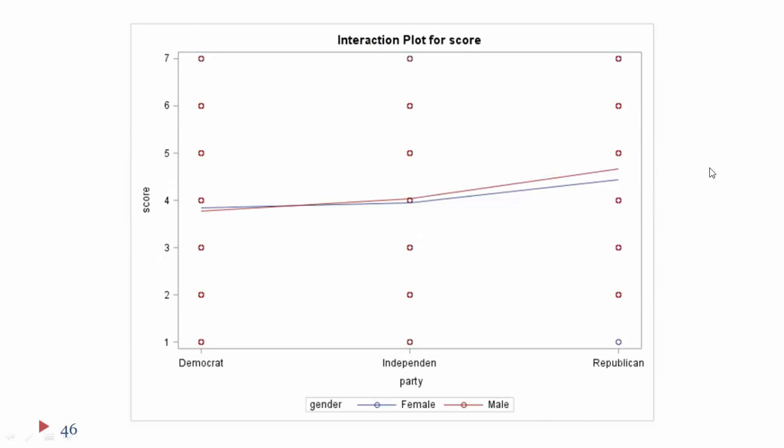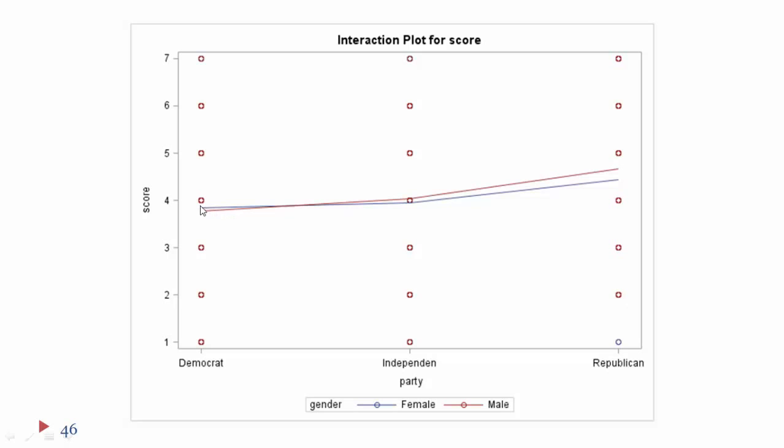Here is the interaction plot for scores. Okay, so these are the average scores on the y-axis, and on the x-axis we have party ID. And in this overall graph, we have actually plotted three variables. These two lines, with different colors of course, represent the gender. Okay, now the blue one represents the female, and the red one represents the male. And these are the average scores.